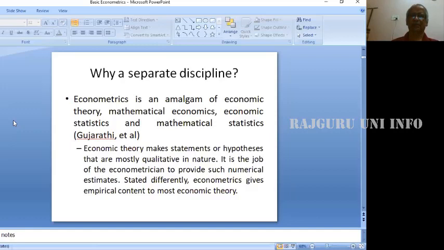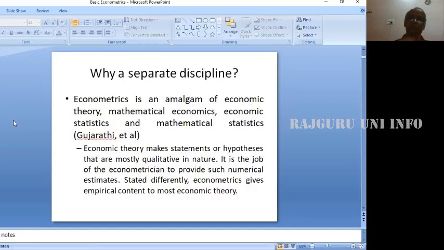Or something like dividends in a company. Companies pay dividends when profitability exists, or when profitability is earned. So the higher the profitability, the higher would be the dividend payment, all other things remaining constant. So I may hypothesize that profitable companies pay more dividend. More profitable companies pay more dividend. So this is the statement or hypothesis that is mostly qualitative in nature.